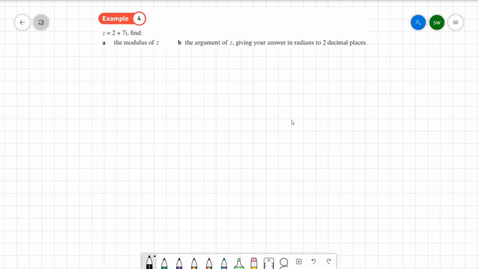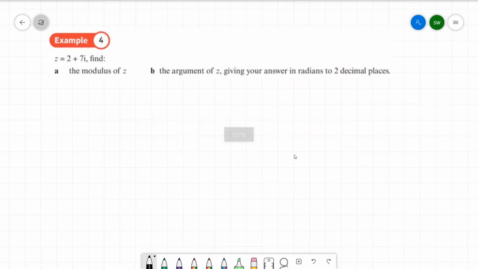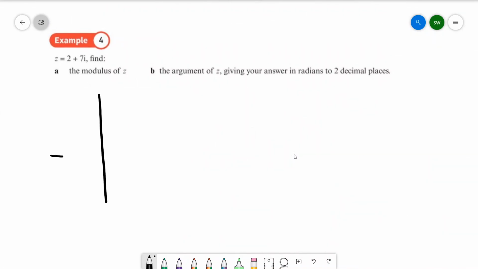So let's have a look at example 4 then. So we've got this complex number and we need to find out what the modulus is and what the argument is. So I'd always recommend drawing a sketch of the Argand diagram. We've got a complex number with real part 2 and imaginary part 7. So let's put that on our sketch. So this is a complex number z.